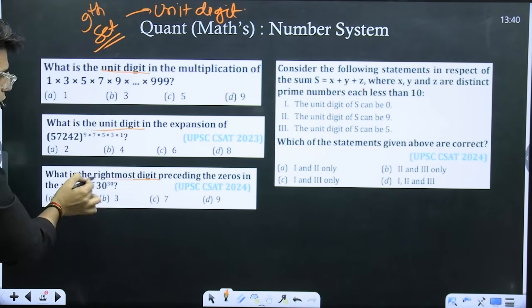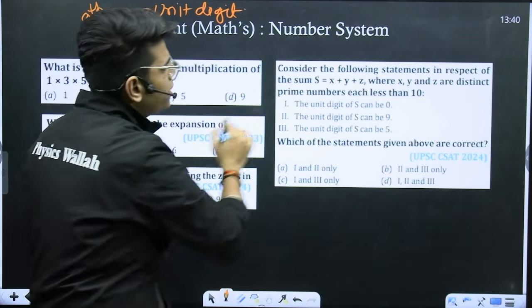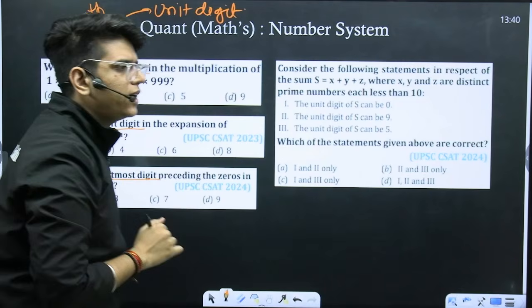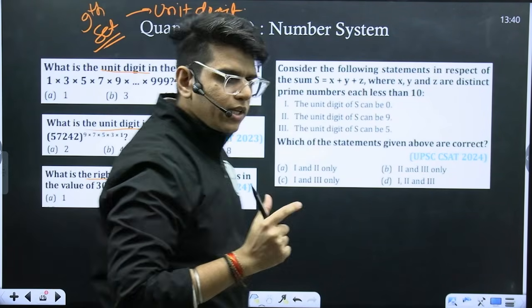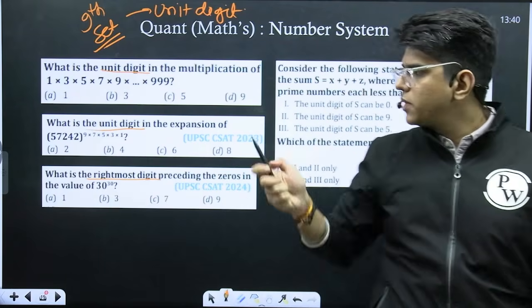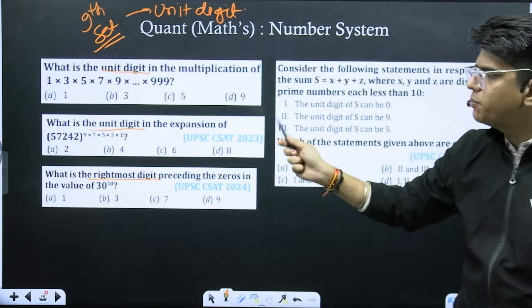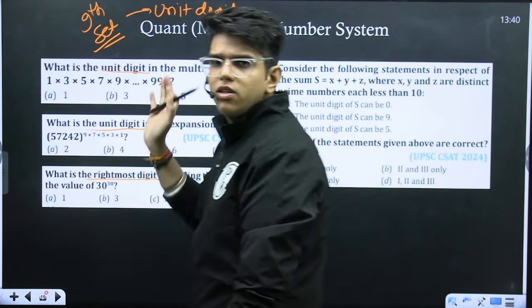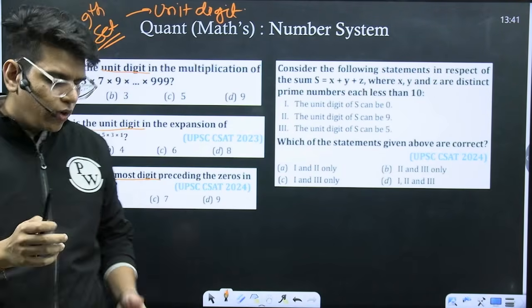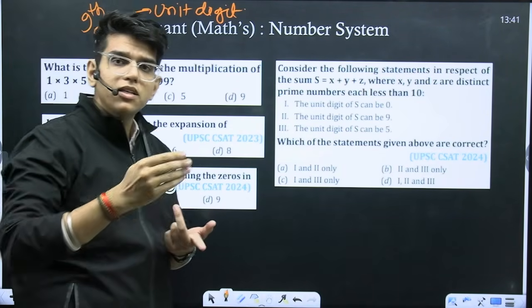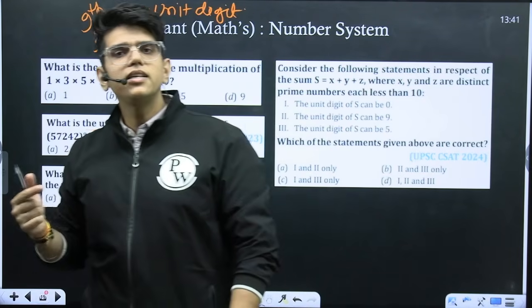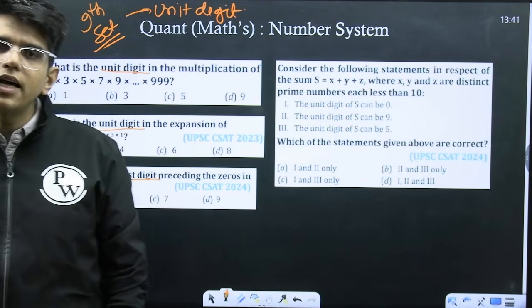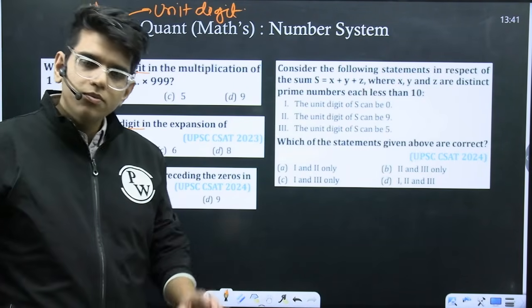What is the rightmost digit? That means unit digit. Here also the question is related to unit digit. Now, in unit digit questions, you should focus only on the units digit, and you will be able to solve all these questions. There are different patterns which you need to know to solve these questions, right? So in number system also, there are some subtopics which are very important. First one is divisibility. Second is remainder. Third one is unit digit. And there are more, right? So there can be more.